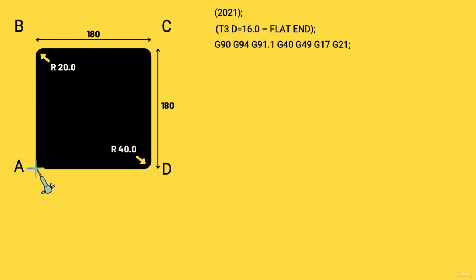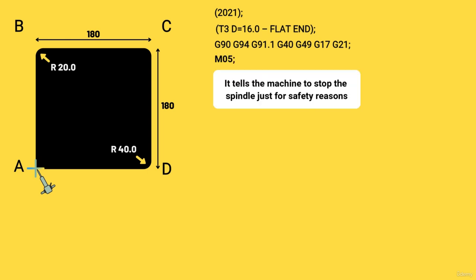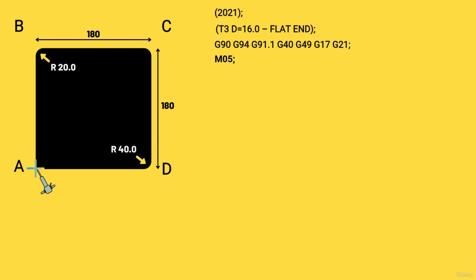The first code that we are coming across in this program is M05. It tells the machine to stop the spindle just for safety reasons. That is, if by mistake the spindle was running, this code will stop it so as to save the machine and workpiece altogether. Now, all the M codes and G codes that start with a 0 can also be written by omitting the 0, as M5, and the machine will read it just fine.